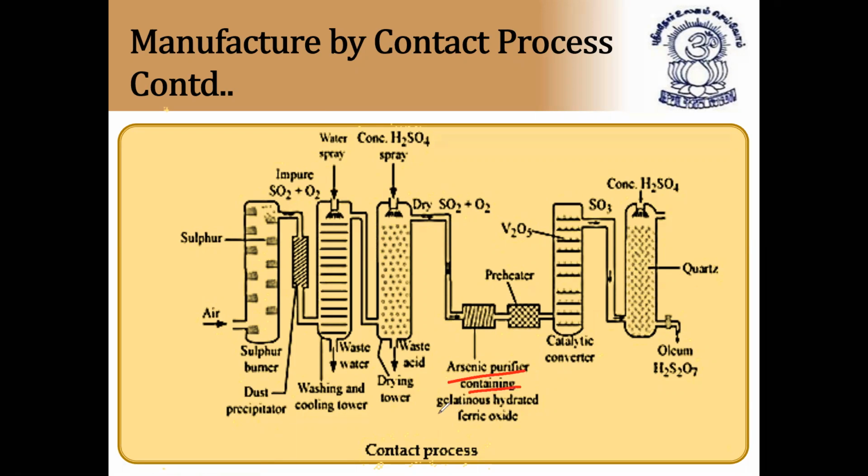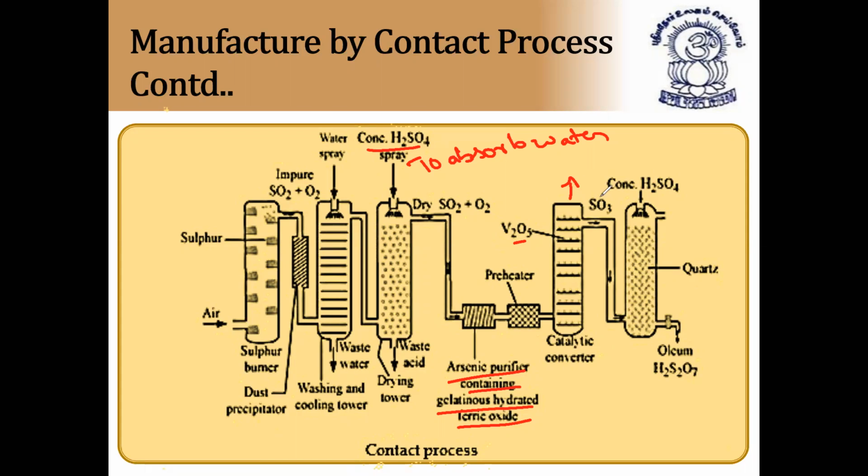containing gelatinous hydrated ferric oxide, and this preheater, then the catalytic converter. This sulfur dioxide is converted into sulfur trioxide here. Here sulfur trioxide is formed, and then this concentrated sulfuric acid. Why is concentrated sulfuric acid sprayed here? To absorb water, because sulfuric acid is a good dehydrating agent. So to absorb water from this, we have to use this concentrated sulfuric acid initially.